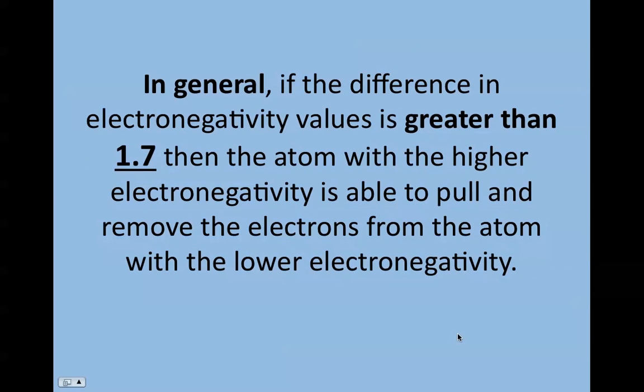So I talked about the electronegativity difference between the metal and the nonmetal. Because of their electronegativities, the difference is going to be greater than 1.7 if we subtract them. So the atom with the higher electronegativity, which is usually our nonmetal, is able to pull and remove the electrons from the atom with the lower electronegativity, which is the metal.